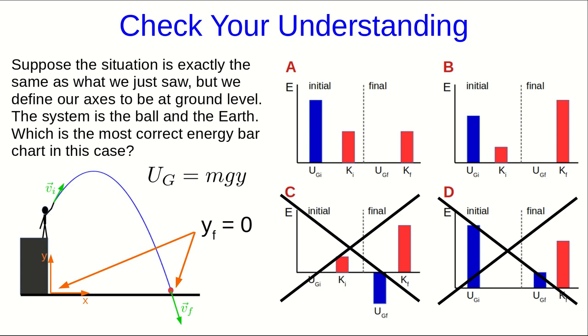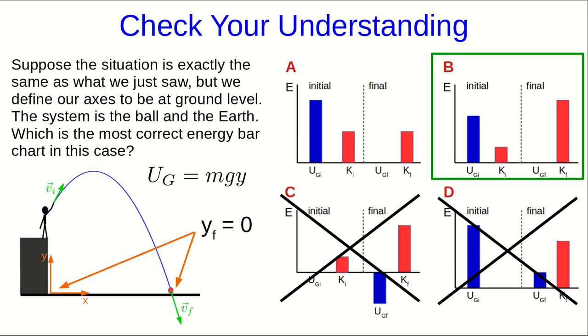Also, C can't be correct because at the initial time, the ball is at some non-zero value of y, a positive value of y, and so the initial gravitational potential energy can't be 0. So the answer here is B.